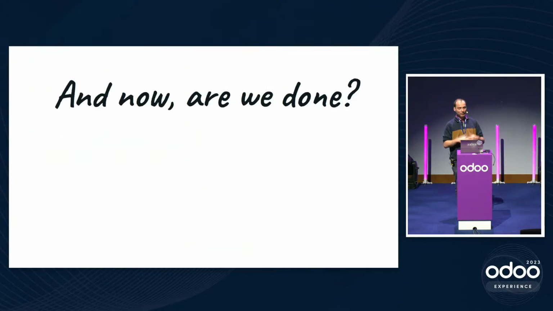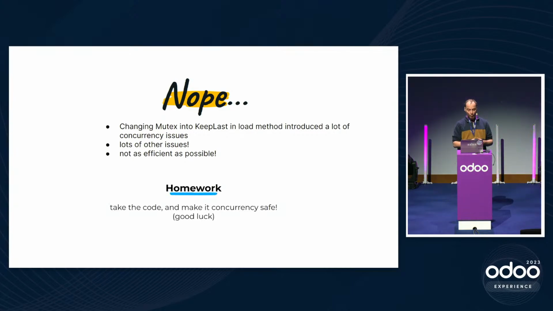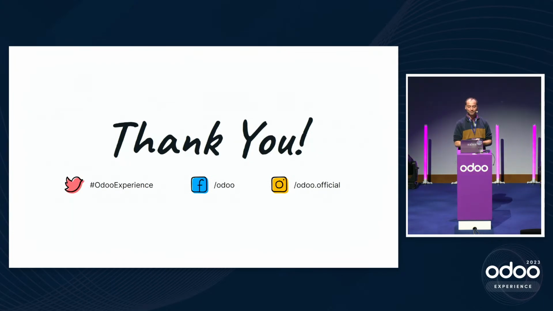So now, are we done? What do you think? Of course not. The fact that we changed mutex into keep last in our previous slides introduced many problems. And actually, if you look carefully at this model, it's still not safe at all. And that was the point I was trying to tell you: writing efficient and correct code is very difficult. So that's your homework for today. You can take the code that I showed you and try to make it concurrency safe and efficient. Good luck to you. Now, thank you for your attention.